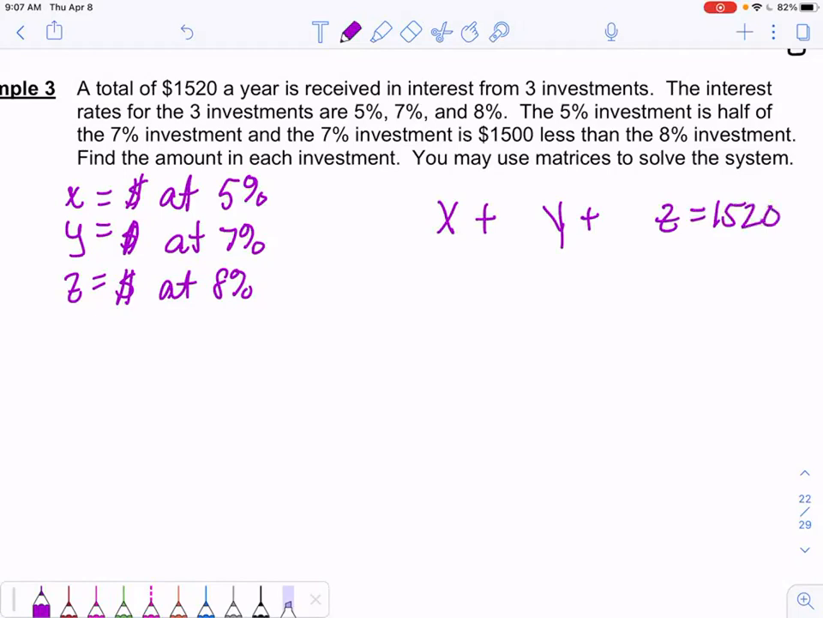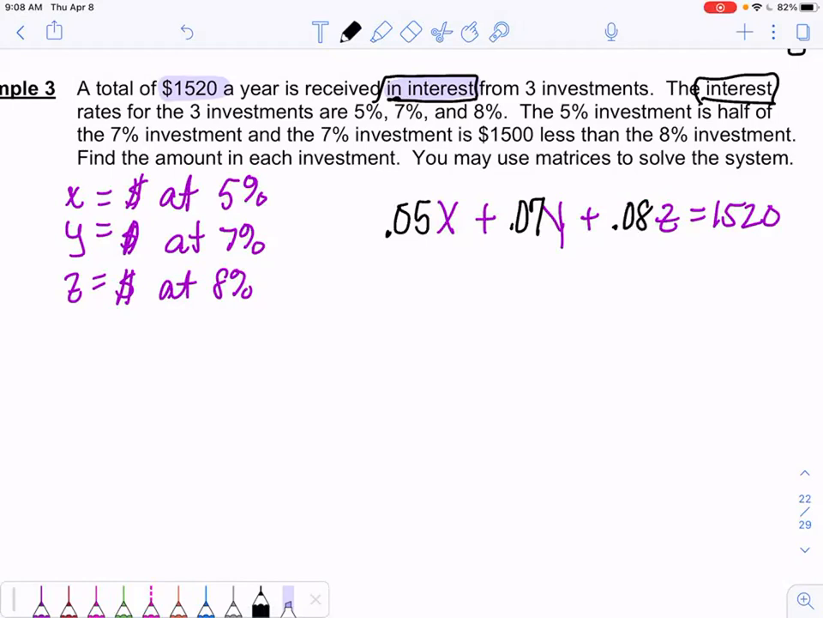I will say that you are so close, except that this is the interest that you're earning. And how would you earn interest? So it's not the amount I'm investing. I'm earning that money from my investments. So each one of those values you just gave me need to be multiplied by the interest rate. So because this is interest, I need to multiply that by the interest rate. So X will be multiplied by 0.05, Y is multiplied by 0.07, Z is multiplied by 0.08.